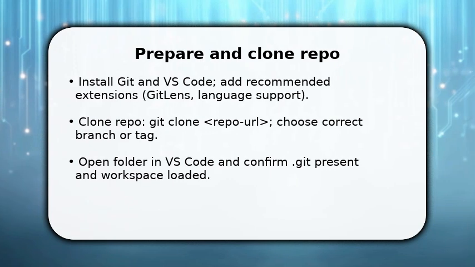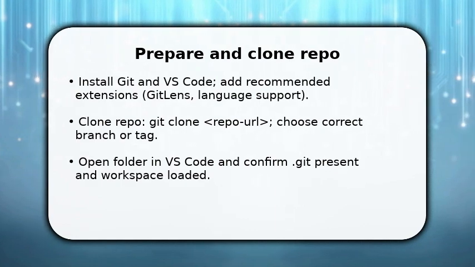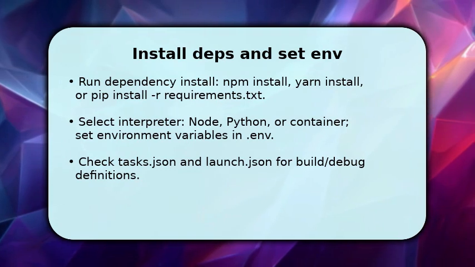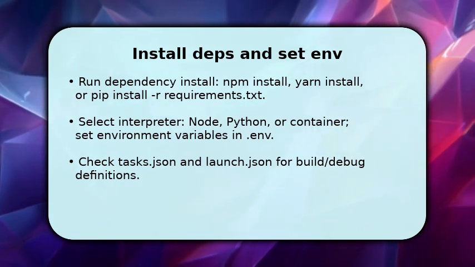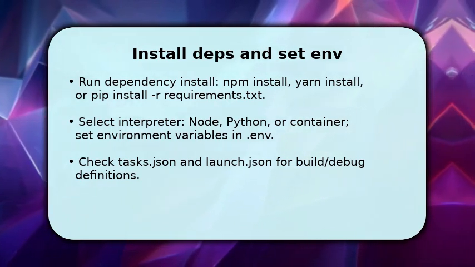You now install dependencies so the code can run. npm install for Node, pip install -r requirements.txt for Python, or follow the repo's instructions. Once installed, select the correct interpreter or runtime in VS Code so IntelliSense and debugging work.